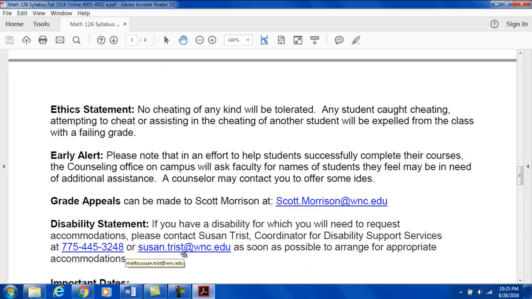Ethics statement: no cheating of any kind will be tolerated. Any student caught cheating, attempting to cheat, or assisting in the cheating of another student will be expelled from the class with a failing grade. Sadly, I've seen more and more of this as we go on. I don't know why. I don't know what's gone on, but people are really losing some integrity. I hope no one here has that problem.